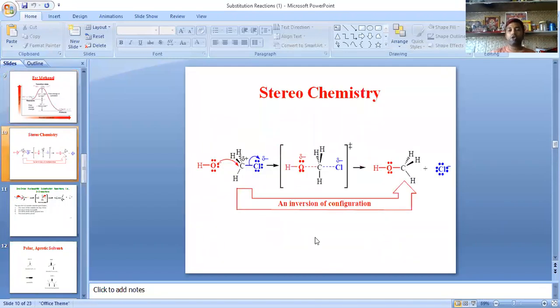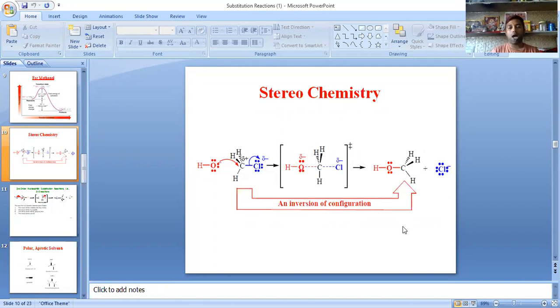Now, what is the stereochemistry in SN2 reactions? This is our reaction. The nucleophile attacks the substrate. This is our transition state, and this is our product. So you can see here an inversion of configuration. If the substrate is R, the product will be S.